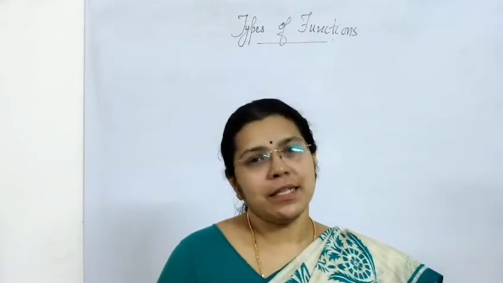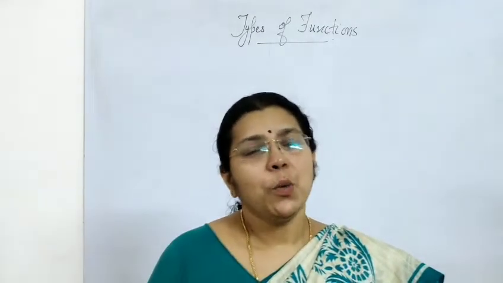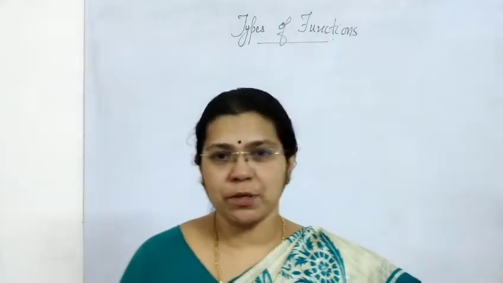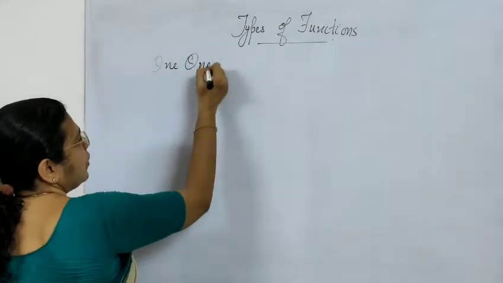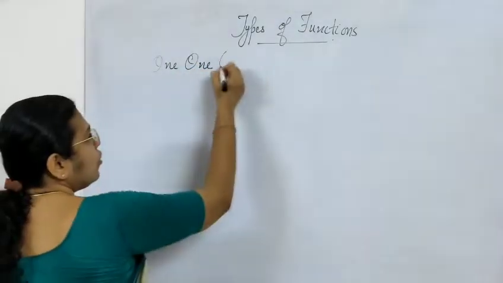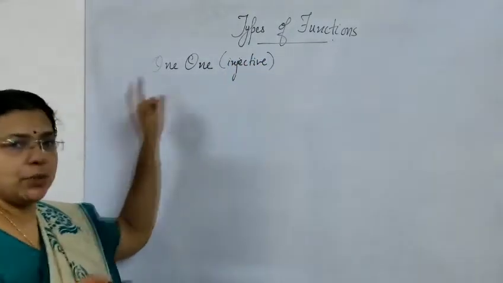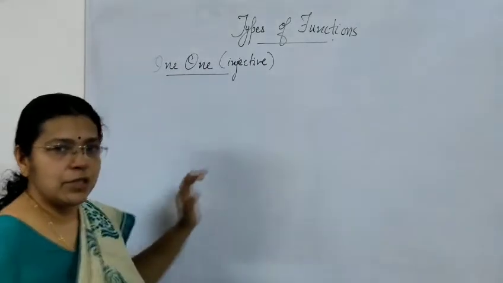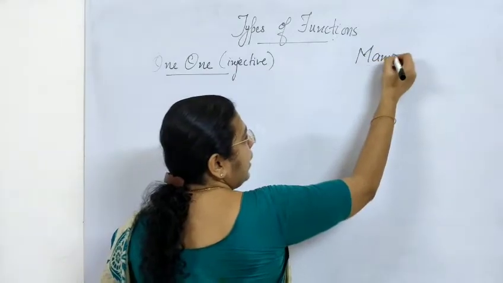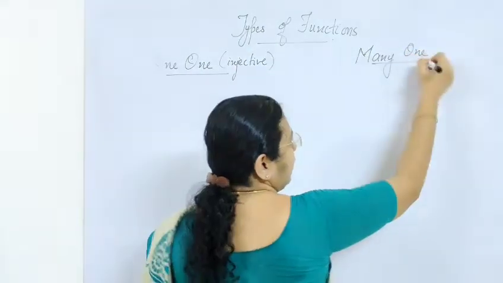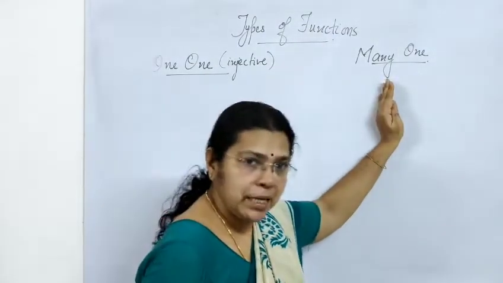Now, let's discuss certain types of functions. Here in this chapter, we are mainly discussing two types of functions. The first is the 1-1 function, which is also called an injective function. The second one is the many-one function. Now let's see in detail what a 1-1 function is and what a many-one function is.